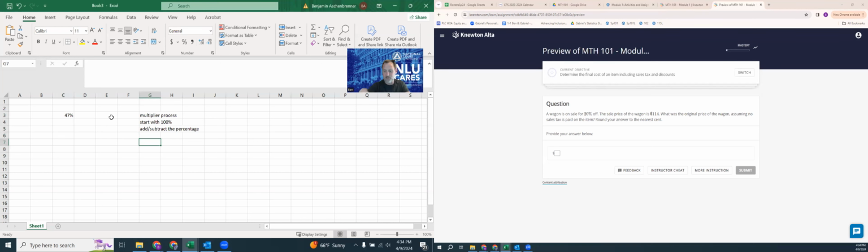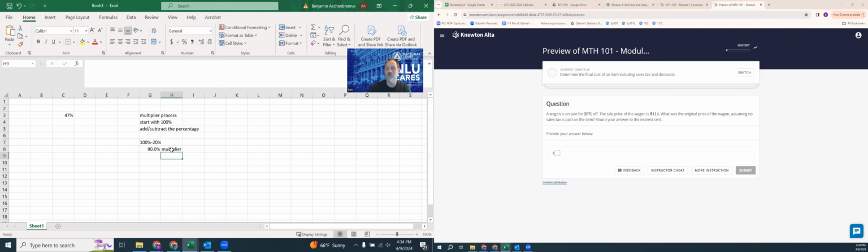So it's really a two-step process. I start with 100%. It's 20% off. That's a decrease. So I'm going to do 100% minus 20%. I should have put an equal sign there. 100% minus 20%. Notice that Excel automatically formats it as a percent because it saw my percentage signs. Okay, so that's my multiplier.